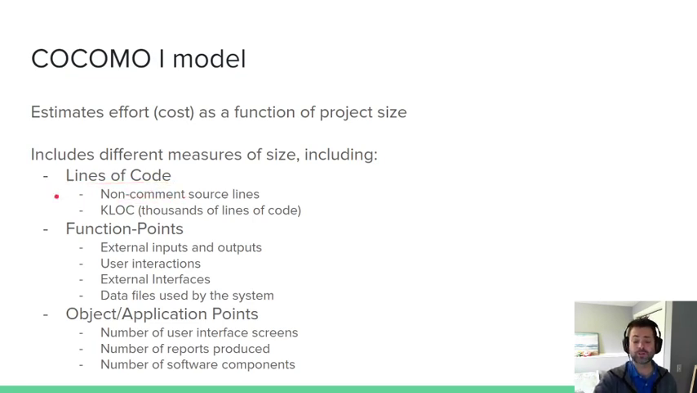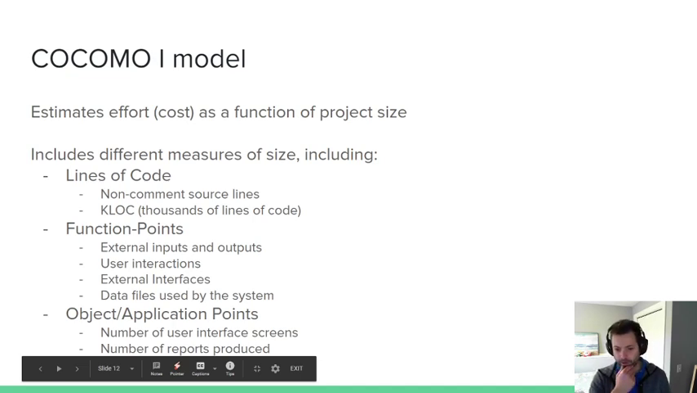Keep in mind, lines of code do not involve comments. This is actual functional code. So we care about the size of the code base. We care about the function points. So this could be if you have an external input or output, right? You have a function being called, it's interacting with something, whether it's an API or a user. Maybe there's an interface to something else. Could be pulling in a file from the system or from a remote source. So basically, how do we invoke things.